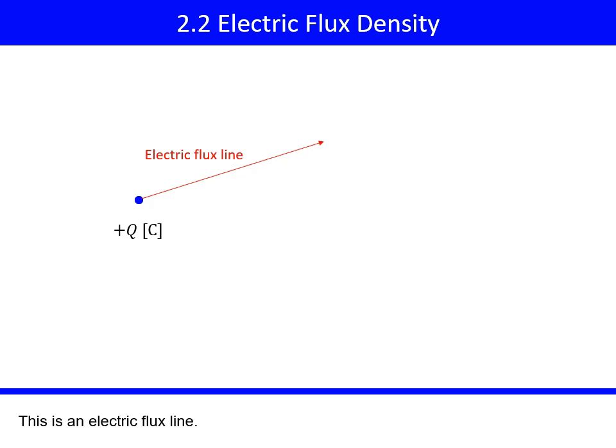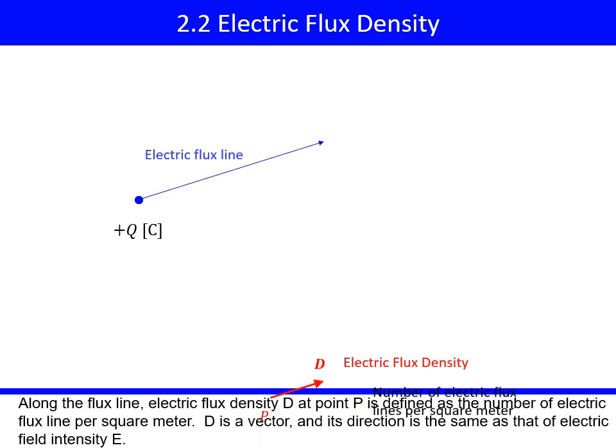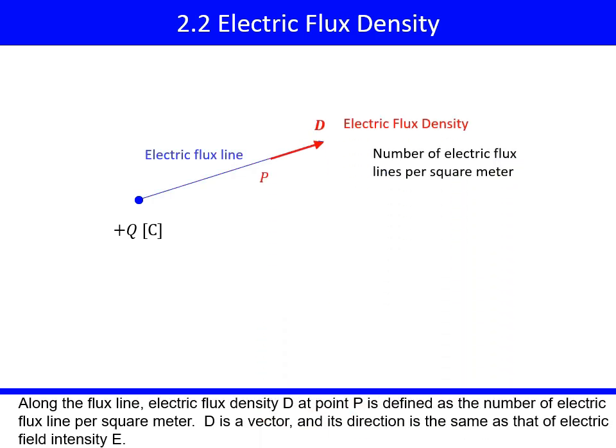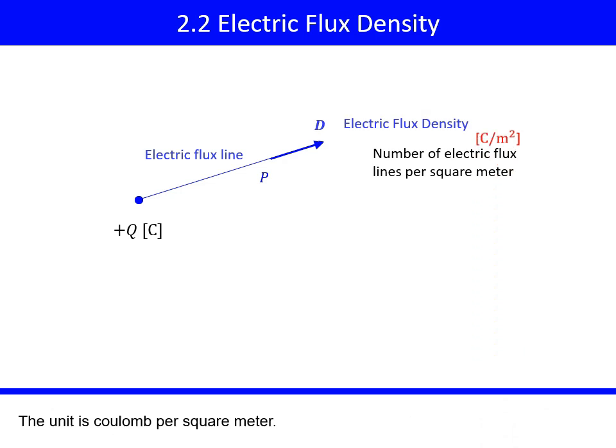This is an electric flux line. Along the flux line, electric flux density D at point P is defined as the number of electric flux lines per square meter. D is a vector, and its direction is the same as that of electric field intensity E. The unit is coulomb per square meter.